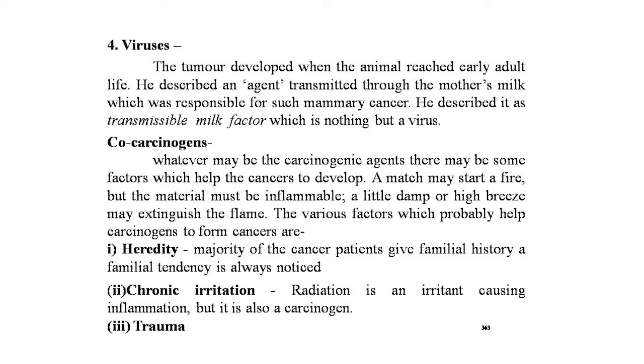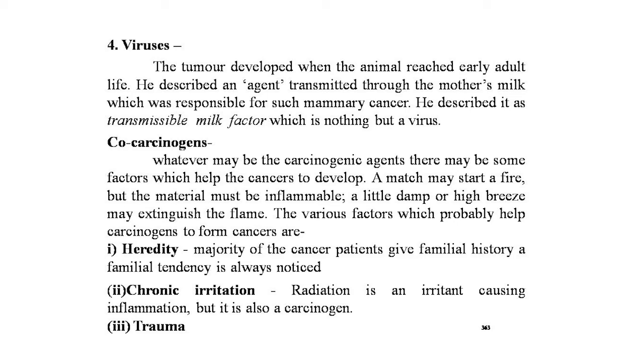Whatever may be the carcinogenic agents, there may be some factors which help the cancers to develop. A match may start a fire but the material must be inflammable. A little damp on a high breeze may extinguish the flame. The various factors which probably help carcinogens to form cancers are, first, heredity. The majority of cancer patients give a familial history. A familial tendency is always noticed.